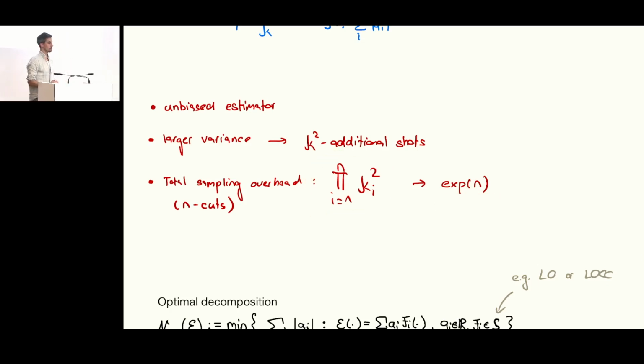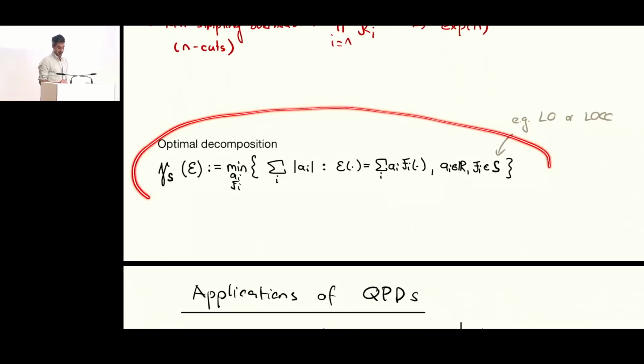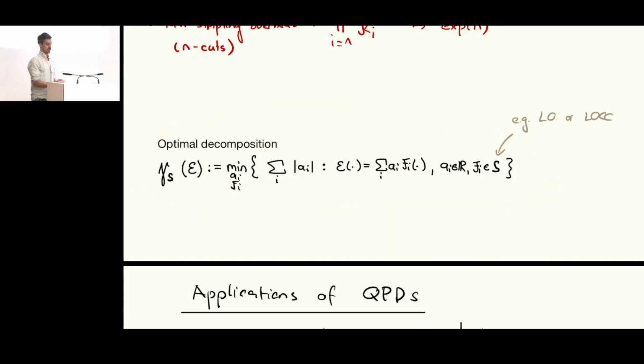Right. Okay, so again, what I said before is this is actually the main quantity of this talk. So this is, I would say, using this quasi-probability simulation method, the optimal sampling overhead. It's just maybe a bit complicated optimization problem where we just try to find the quasi-probability decomposition, so this linear combination that has the smallest possible one norm of the coefficients.